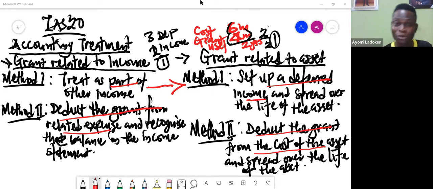There's a question: please explain deferred income. Don't worry, I'm going to explain better with a question. But when you say deferred income, you don't recognize everything now, you delay it. Is that okay? That's what they call deferred income. So you are recognizing it systematically every year. But don't worry, you'll get it when I do a standard question in our next meeting.